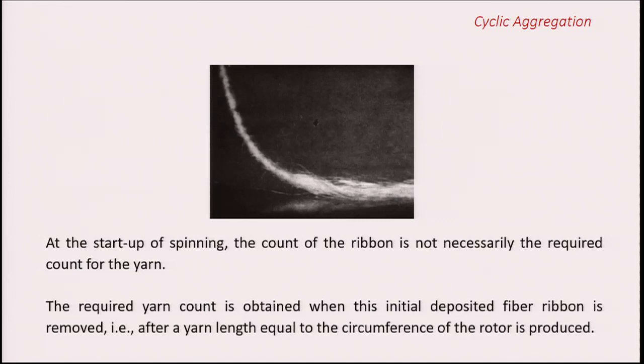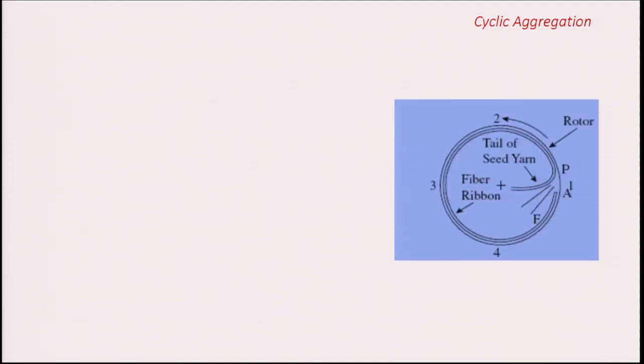Till then we do not have any say on what the count of the yarn coming out is, right. But once we remove that, after that whatever material is delivered to the groove, that amount of material is going to be delivered out of the rotor also. That is, steady state is going to be reached only after the removal of the first ring of fibers, right. After that we can really say, okay, this is going to be the count of my yarn.